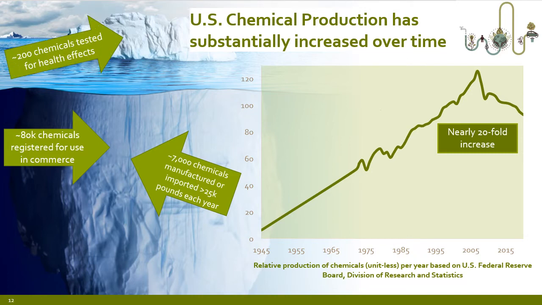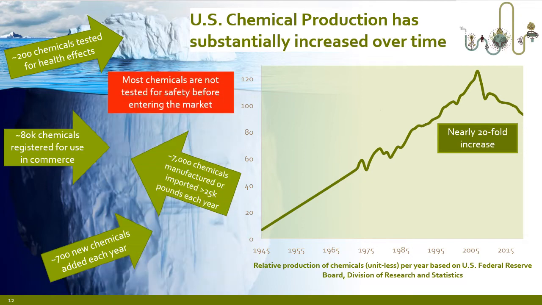Only about 200 of these chemicals have been rigorously tested for health effects, and nearly 700 new chemicals are expected to enter the market each year. Because most chemicals are not tested for safety before entering the market, this makes for a very challenging landscape when considering potential implications of human-made chemicals on population health.